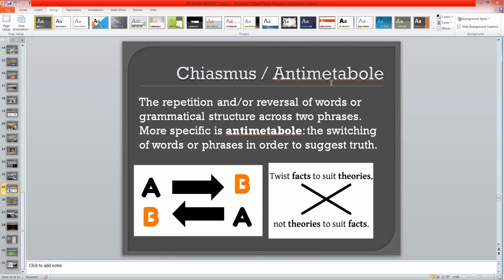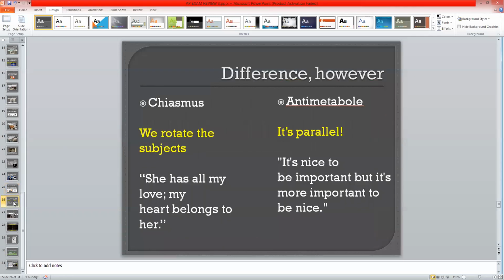But chiasmus is a little bit different here. Chiasmus is to rotate the subjects, where antimetabole is parallel. So we'll look at the right one, for example. It's nice to be important, but it's more important to be nice. It's literally the same thing, just flipped on its own, right? And we do this a lot because we're trying to do a rhetorical emphasis of one idea flipping into the next one with the same words and so forth.